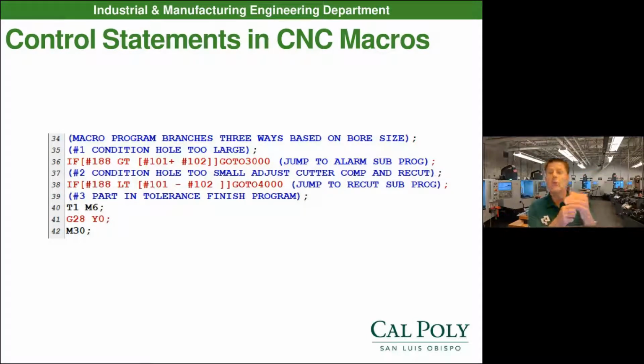Then, those two if statements, so it goes line by line. If it's false, it goes on to the next line. If it's false, it goes on to the next line. So the third choice is the part's in tolerance. We're good. We're golden. So T1, M6, G28, Y0, M30 sends it back to the original tool, sends the table forward, we're done. So that's how you can branch off conditionally based off sizes you've seen on your bore and go back and recut.